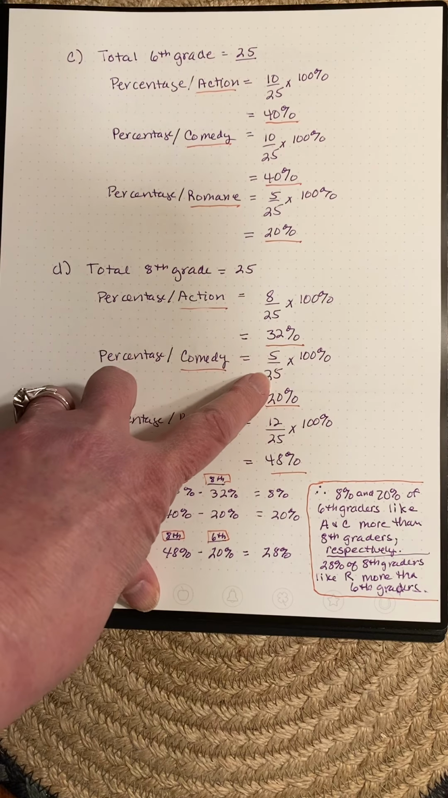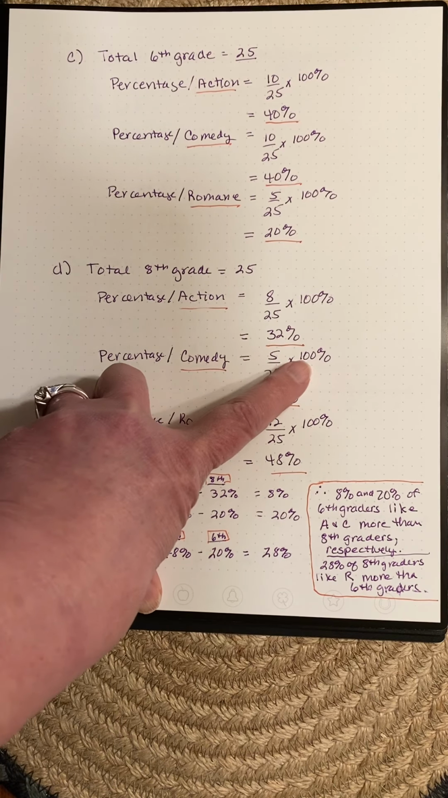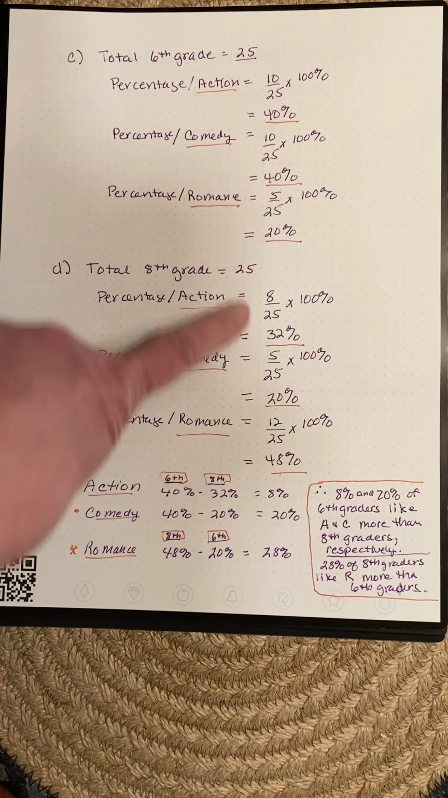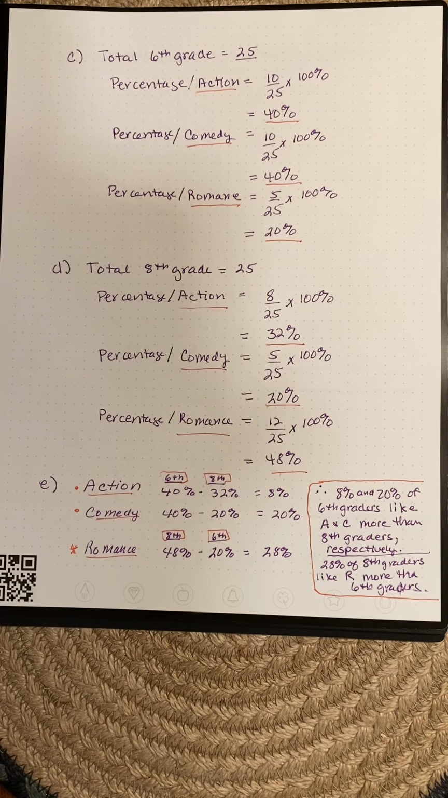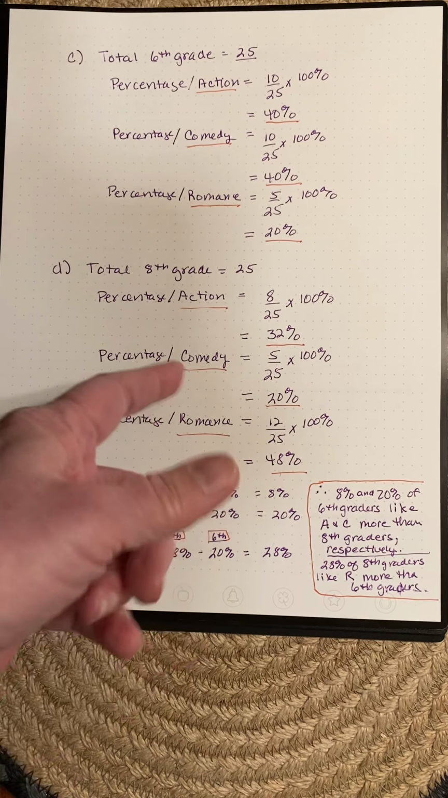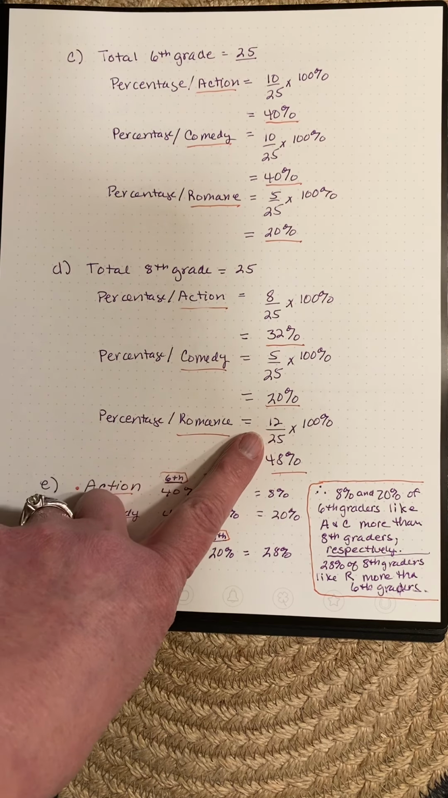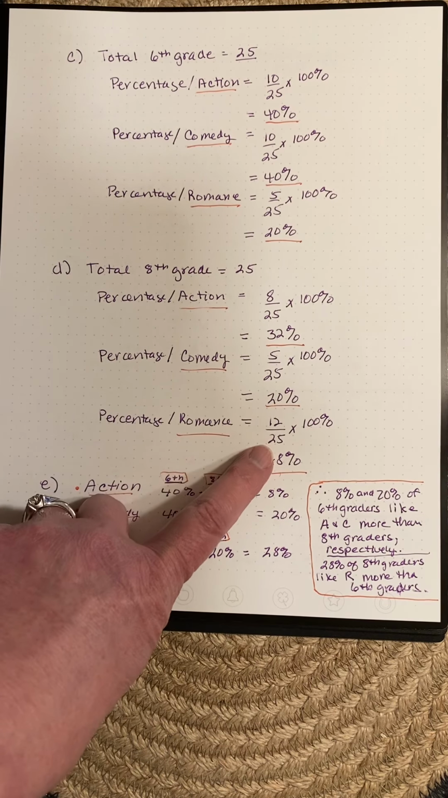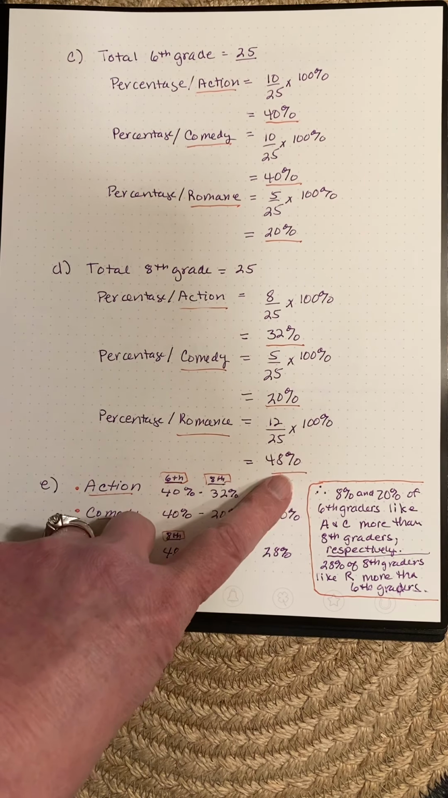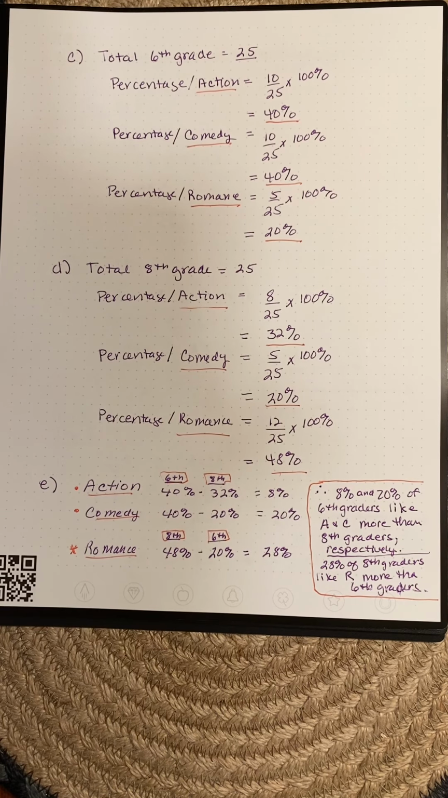Comedy is 5 out of 25. 5 25ths times 100%. I did that up there. It's 20%. So I can just copy if I happen to remember that. Otherwise, plugging it into the calculator is no big deal. And then percentage of romance is 12 out of 25 times 100%, which is 48%. Okay, so that's D. I got all these percentages.